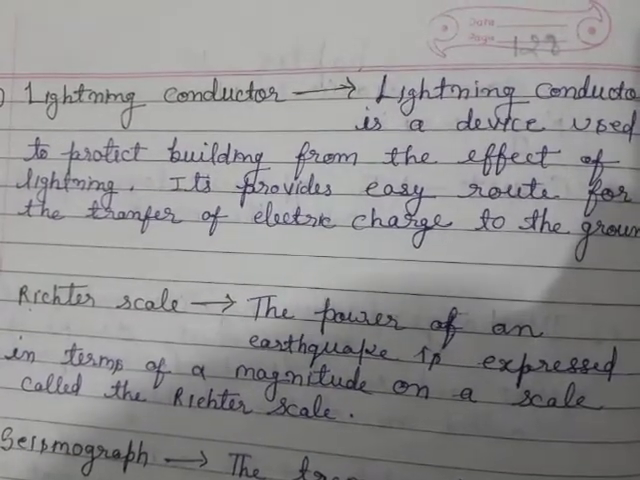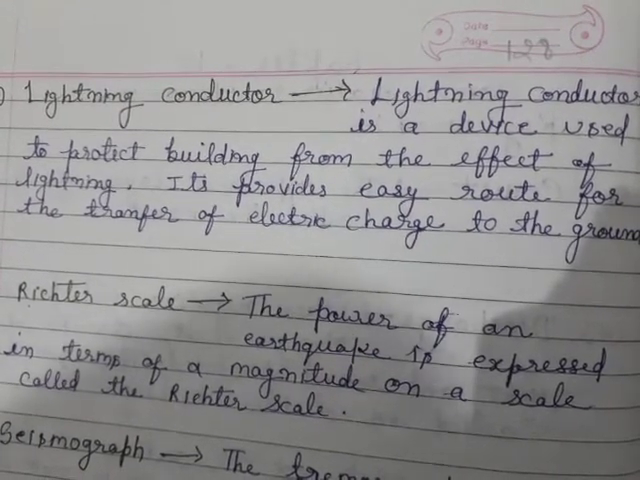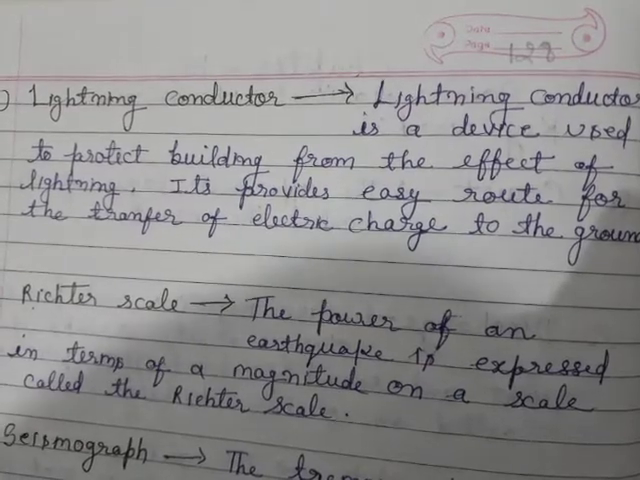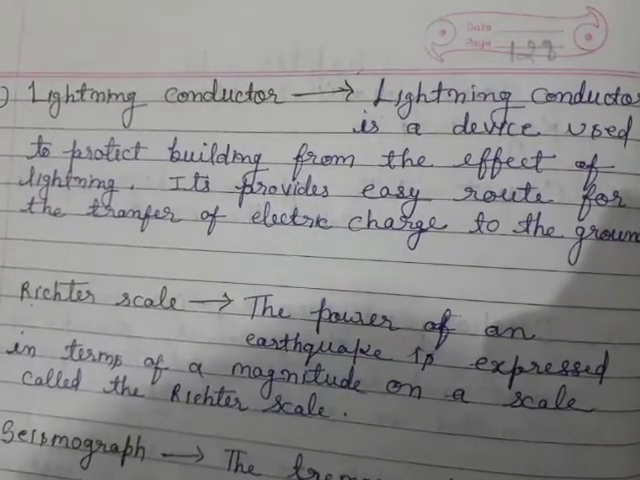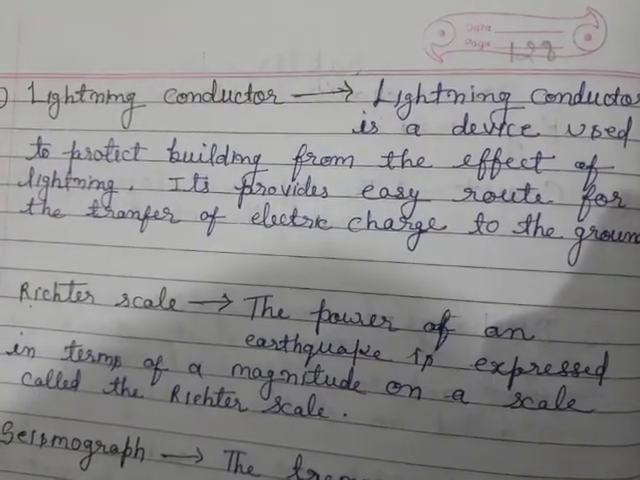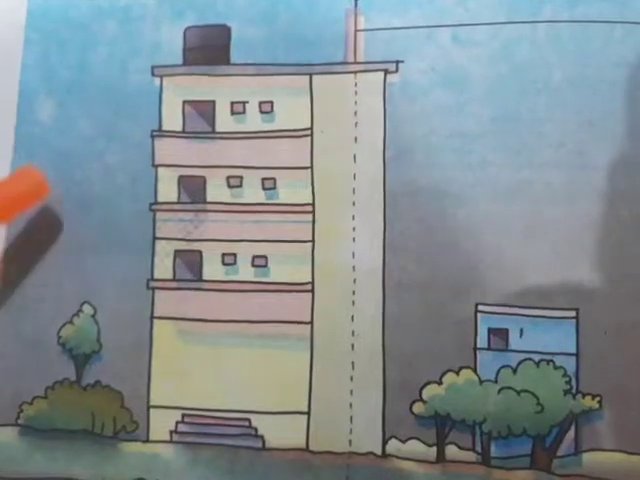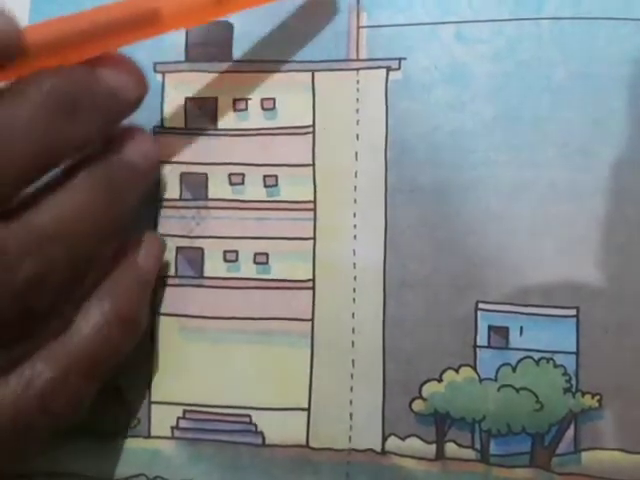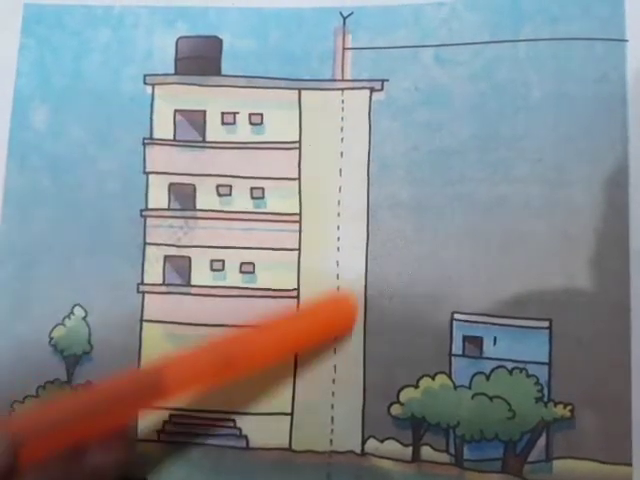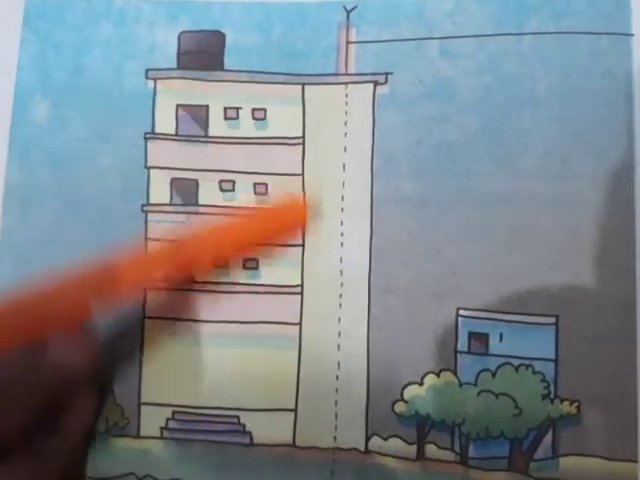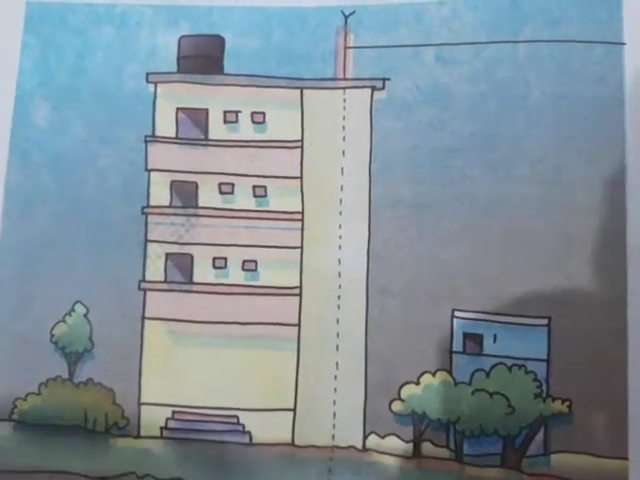What is a lightning conductor? A lightning conductor is a device used to protect buildings from the effect of lightning. It provides an easy route for the transfer of electric charge to the ground. This is the diagram of a lightning conductor. This conductor provides an easy route for transfer of electric charge to the ground.